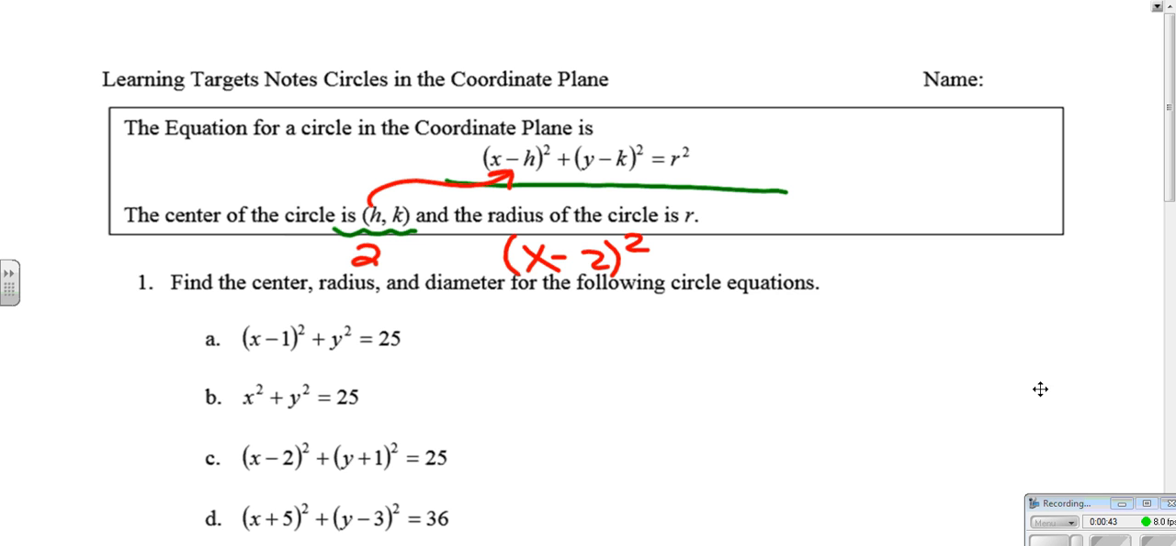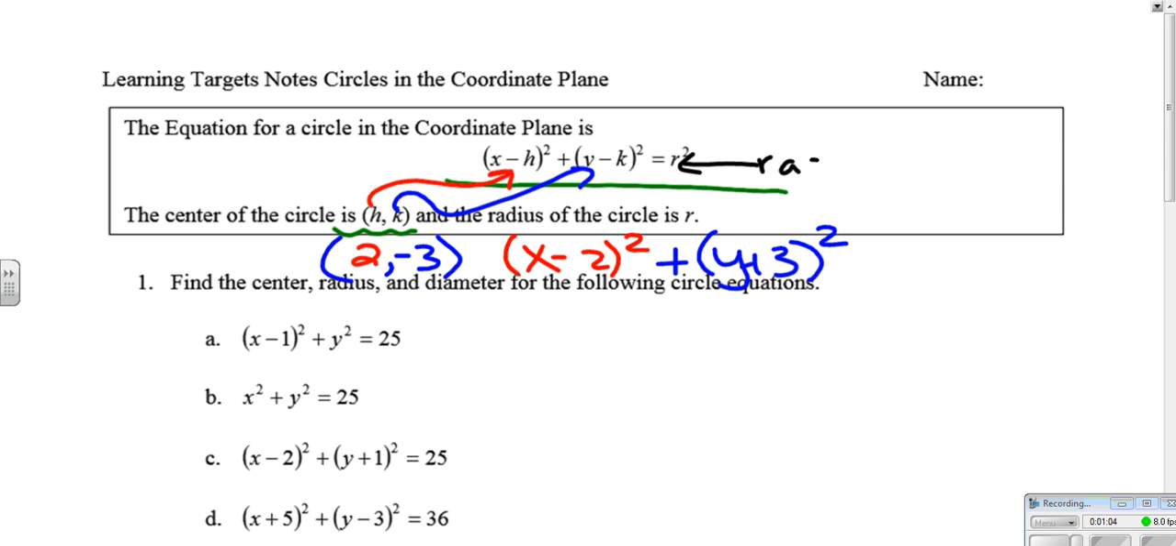The k stands for the opposite of the y value of the center. So if the y value is -3, so let's say this is the center of your circle, it's at (2, -3). The opposite of -3 is +3. Okay, and then we set that equal to r squared, with r being our radius. So r is the radius of the circle.